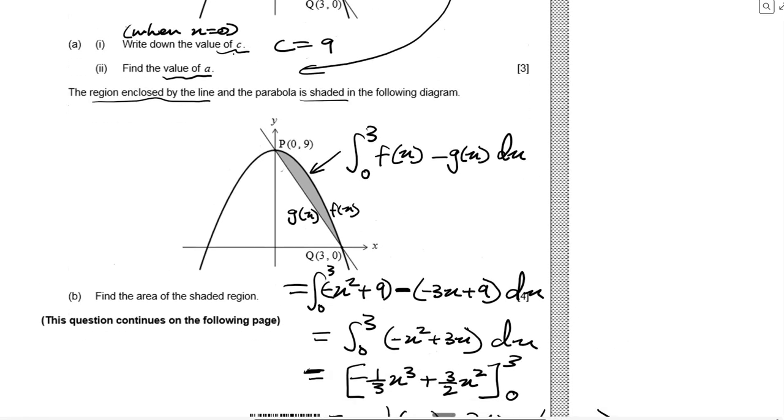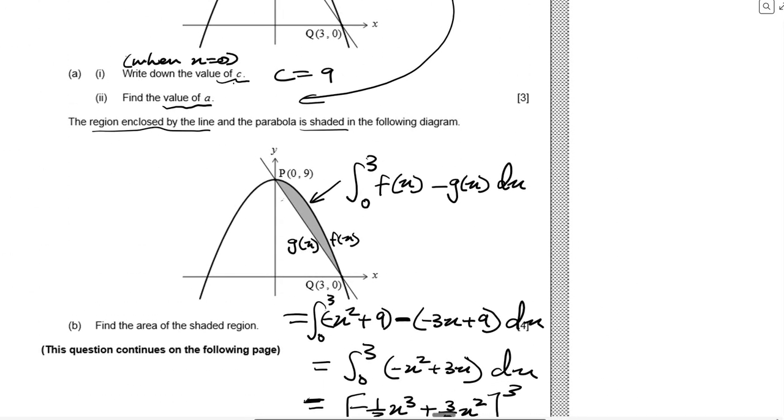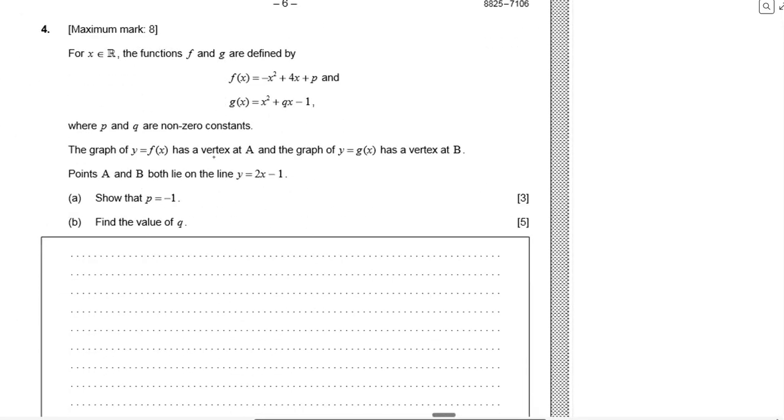Okay, so that is our answer, and that's all we needed to do. Okay, question 4. For x an element of all real numbers, the functions f and g are defined as such. P and Q are non-zero constants.